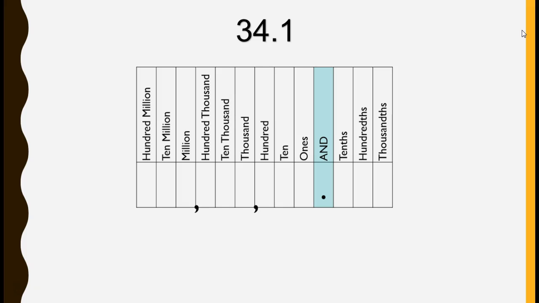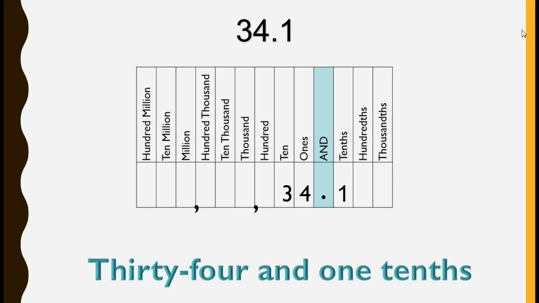So first we're going to put this number on our place value chart. Here we go. You just have to line up that decimal. And now what you do is you read it as 34 and 1 tenth. Okay, that's the proper way to read it.